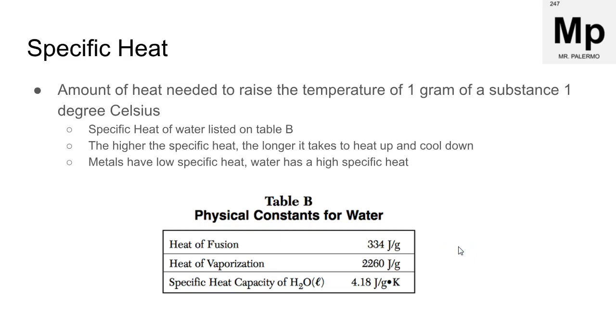In talking about the specific heat of a substance, we focus a lot on the specific heat of water, and in comparison to metals. The specific heat is the amount of heat needed to raise the temperature of a gram of a substance 1 degree Celsius.